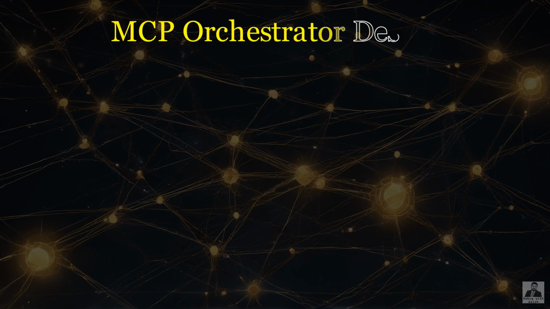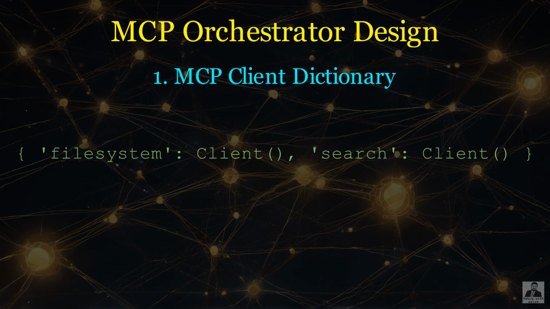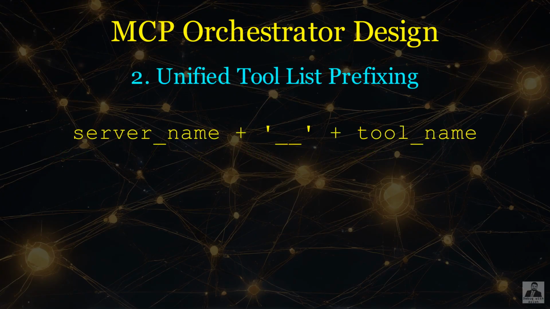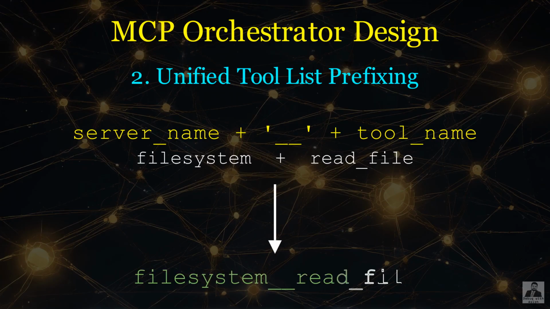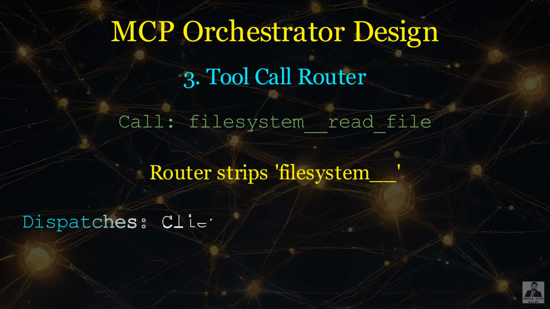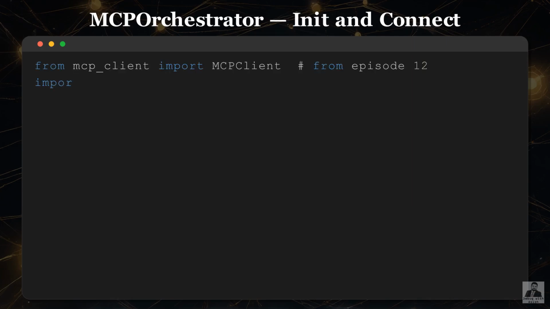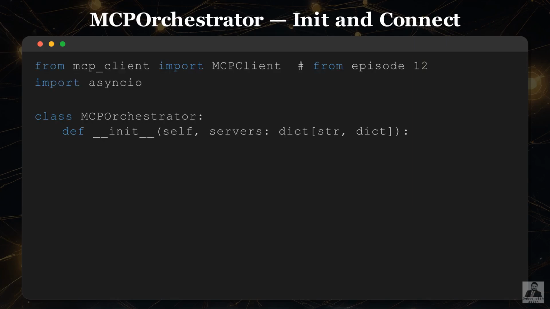The orchestrator design has 3 layers. First, it manages a dictionary of named MCP clients, 1 per server. Second, it builds a unified tool list by prefixing every tool name with the server name separated by double underscores. A tool called read file on the file system server becomes file system double underscore read file in the unified list. Third, it has a router that strips the prefix from a tool call to find the right client and dispatches the call.